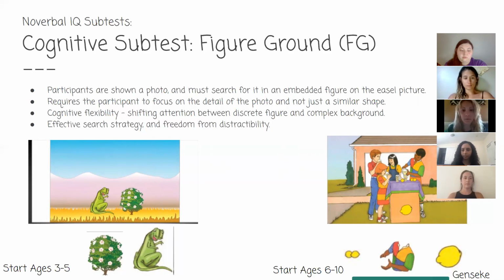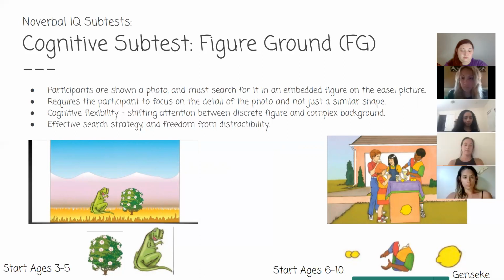If you look at the bottom left, you'll see a picture of a lizard and a tree, and this is the full picture. The examinee will be shown the lizard picture or the tree picture, and they will have to find it in the bigger photo. That's for the younger kids, but as they get older, it's a little more abstract. They're looking for parts of the photo instead of the whole figure, like the 2 lemons on the table, the part of the boy's shirt and arm right there, and the large lemon right there. They have to be able to distinguish those from the rest of the stimuli going on in this photo.